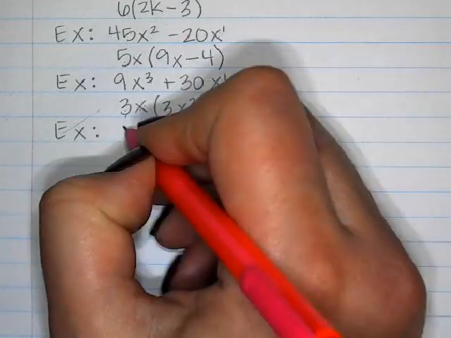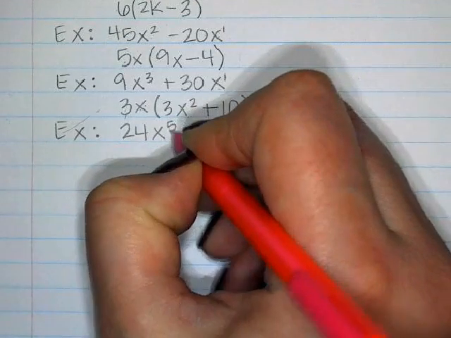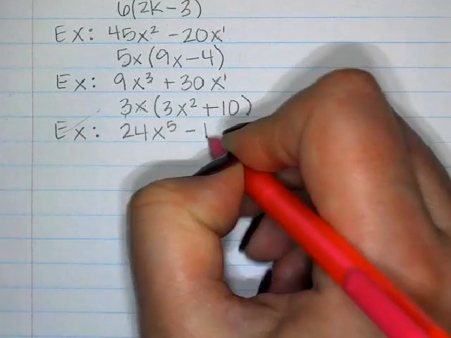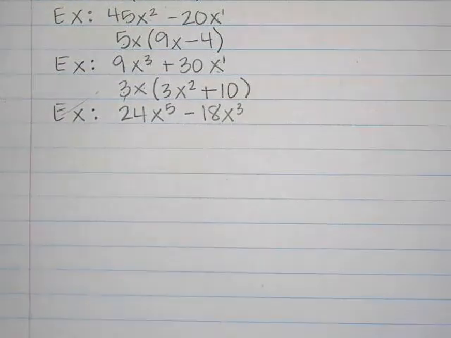Okay, so let's try 24x to the 5th minus 18x to the 3rd. You guys are going to try this one. Okay, you good? No questions?